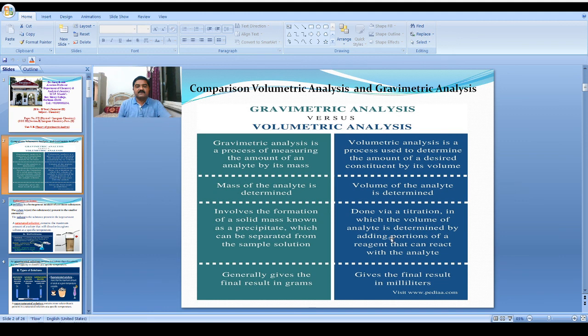The last point of this comparison is the final result. In gravimetric analysis, the result will be in the form of grams, and the final result in volumetric analysis is in milliliters. So we have to know first the comparison of volumetric analysis as well as gravimetric analysis.